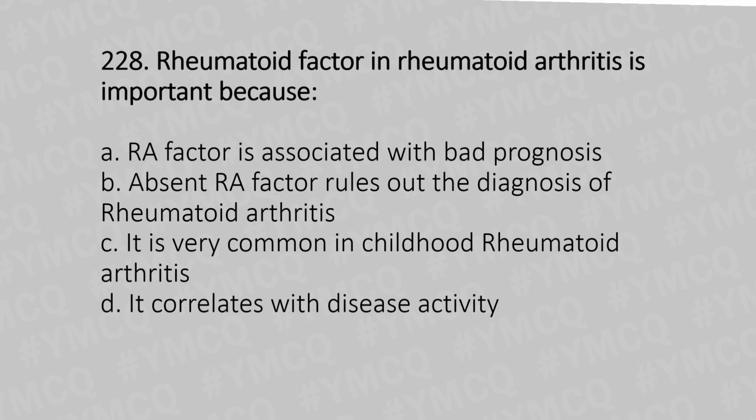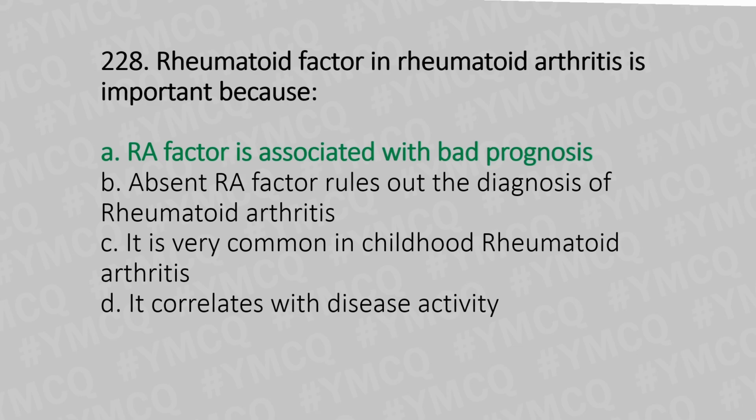Now let's move to question number 228. Rheumatoid factor in rheumatoid arthritis is important because option A, RF factor is associated with bad prognosis. Option B, absent RF factor rules out the diagnosis of rheumatoid arthritis. Option C, it is very common in childhood rheumatoid arthritis. Option D, it correlates with disease activity. And the answer is option A, RF factor is associated with bad prognosis.